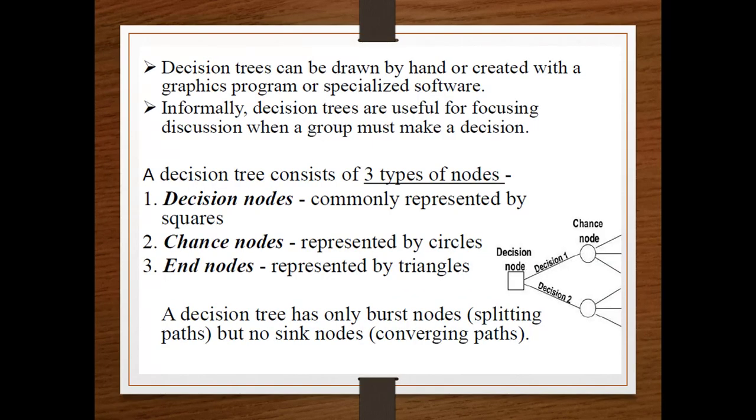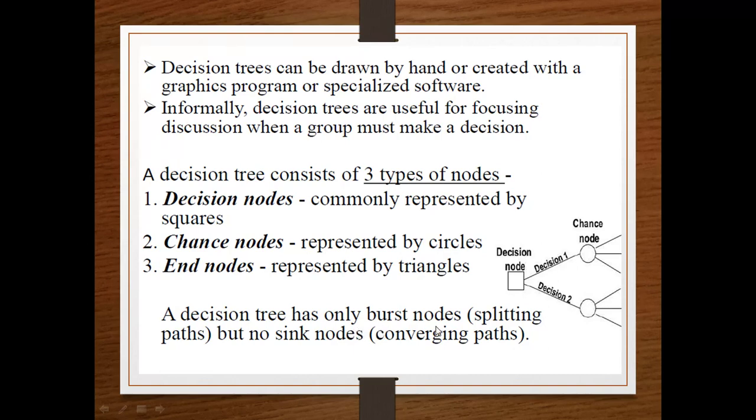Decision trees can be drawn by hand or created with graphics, as I told you all. Informally, decision trees are useful for focusing discussion when a group must make a decision. The decision tree consists of 3 nodes, remember it. Decision node, which is commonly represented by a square. If you see this, it is called a decision node. Chance node, which is represented by a circle, where you can again go ahead with your own decisions. So here it is not stopped, but again here you can go ahead with your decisions. End node is represented by a triangle. Those are called end nodes.